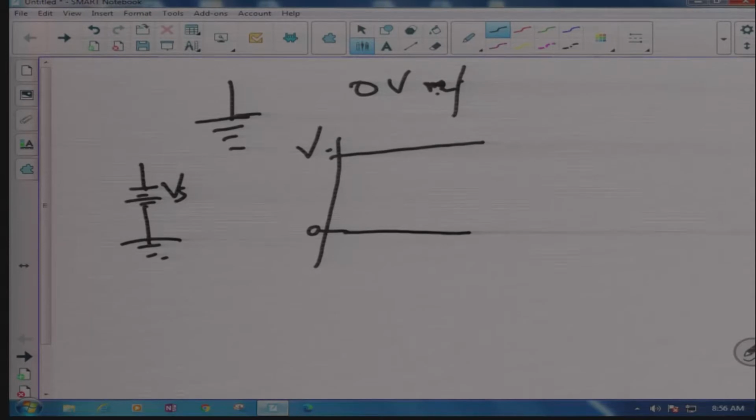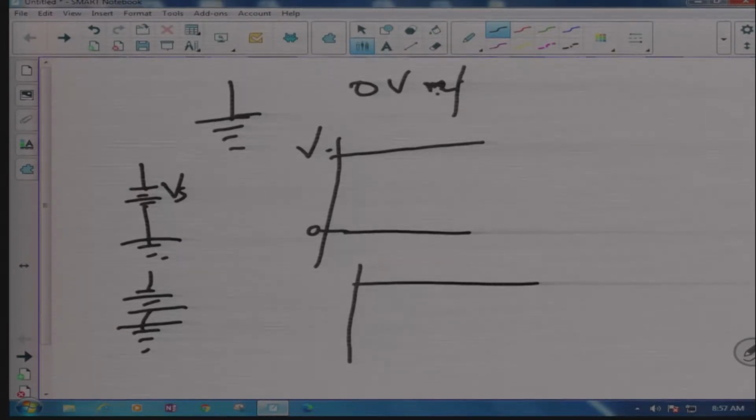Now, we do not only connect negative to ground, sometimes we connect positive to ground. There's our battery. Now we're going to connect our positive to ground. Now looking at it, how are our voltages? Our voltage is negative. If this is your zero line, that's what you're going to get, meaning that your voltages are negative.